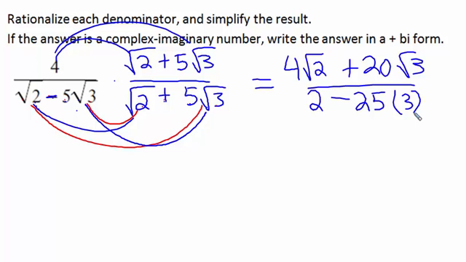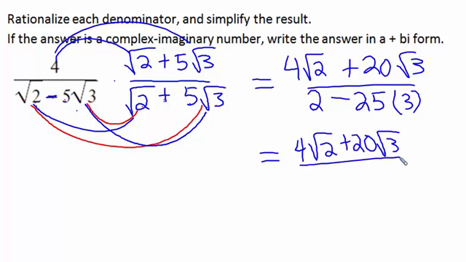So this isn't finished. We've got some more simplifying to do. The numerator is as simplified as you can really make it. You can't simplify square root 2 or square root 3. Underneath we get 2 minus, this is 75, 25 times 3. So 2 minus 75 is negative 73.